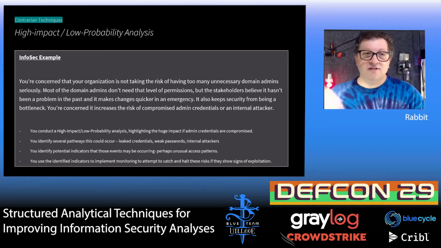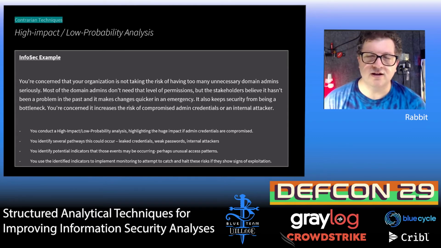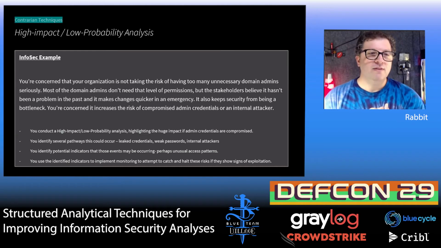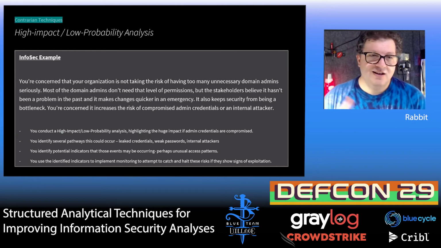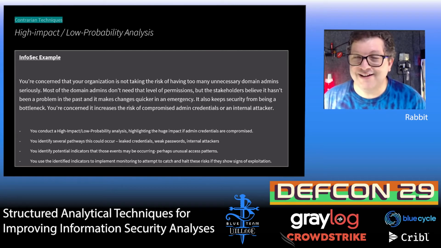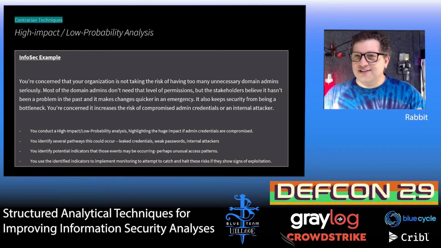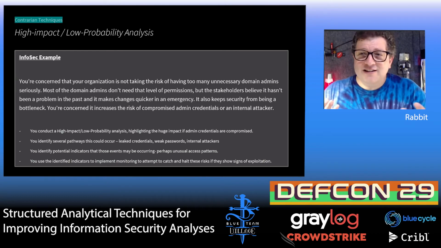So maybe you conduct a high impact, low probability analysis. You highlight the huge impact that happens if this very low probability event occurs. You identify several pathways that could occur, right? Credentials get leaked. There are weak passwords chosen by the people who have these. Maybe an internal attacker is having a really bad day or gets some news they don't like. That might in fact impact things. You identify potential indicators that these events are occurring, right? At least now you've got some idea of what to look for.